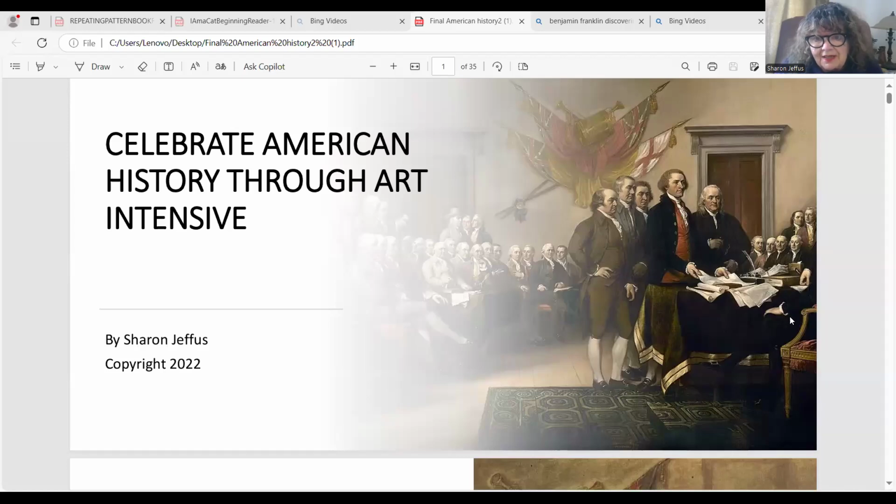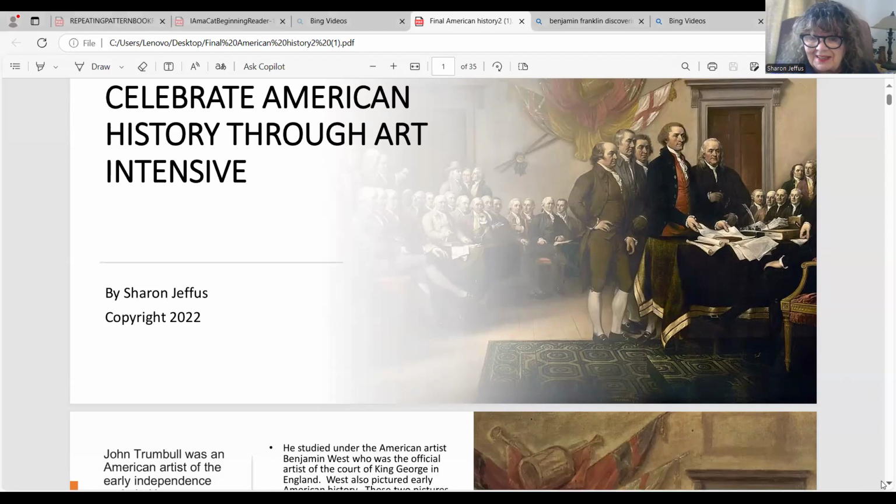So let's get started. In American history, we have to think about the fact that they didn't actually have cameras, so artists recorded history. When we look at the early American pictures of the Revolutionary War, one of the most famous artists we look at is John Trumbull. If you look at this particular picture right here, this is the signing of the Declaration of Independence.